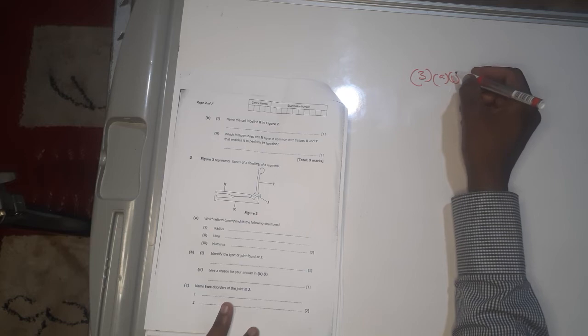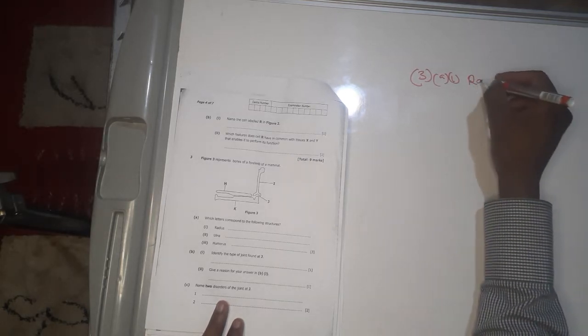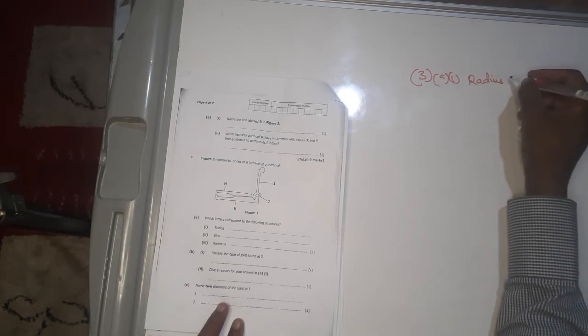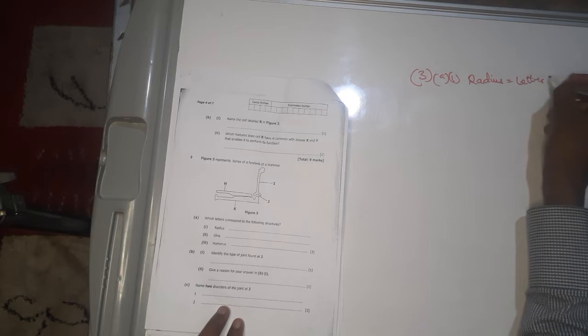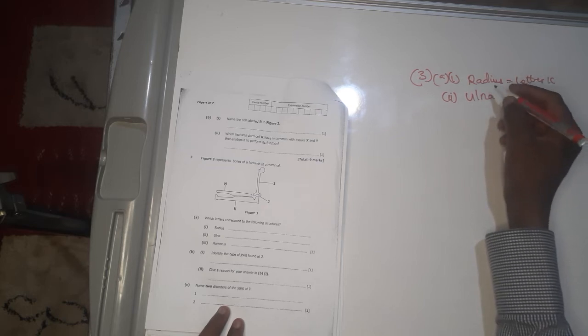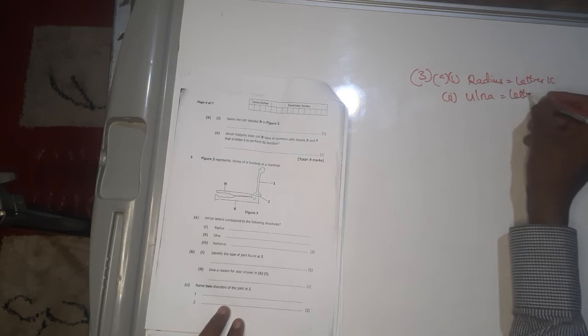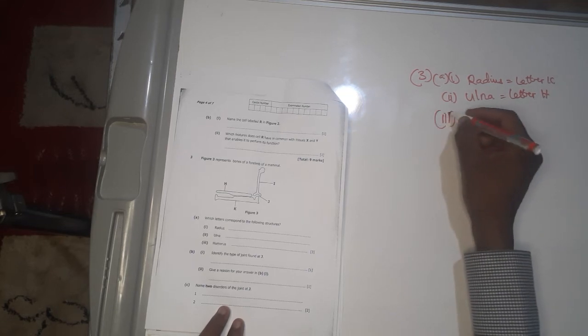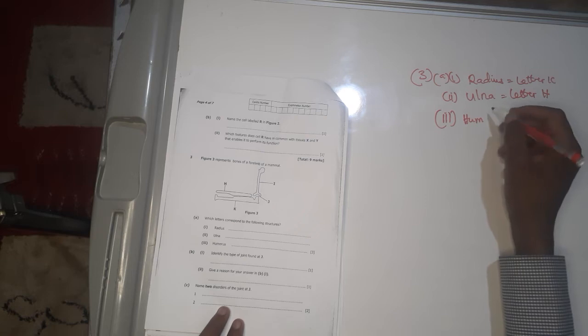Okay, so question 3, Roman numeral 1. The letter which corresponds to the radius is K. So radius equals K. So you can say letter K. And Roman numeral 2, the ulna, which is letter H, and the humerus, letter I. Humerus, letter I.